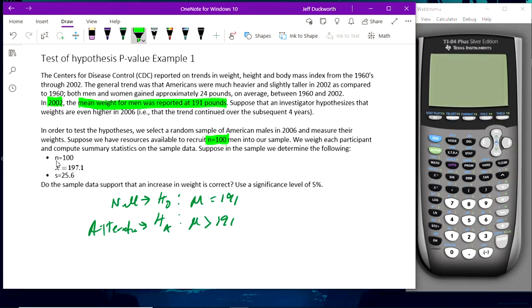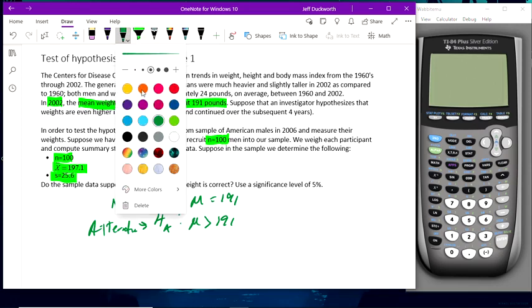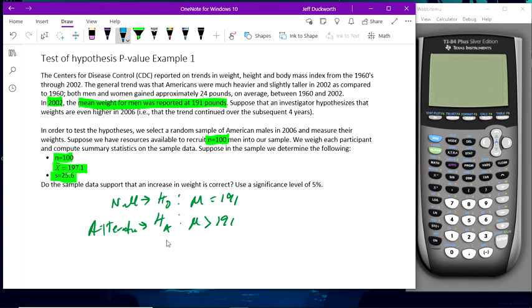So we have these three summary stats. N is 100. Our sample mean X bar is 197.1. And our standard deviation S for the sample is 25.6. We want to test this. Well, let's write down the other information that we know. We have the null and alternative hypothesis.